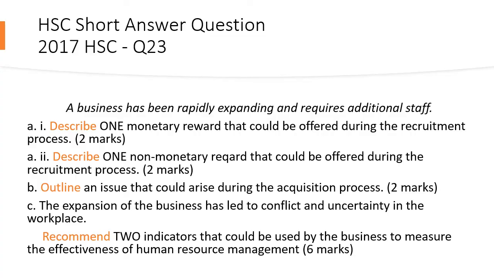So here we have a human resource question. Describe 1 monetary reward that could be offered during the recruitment process. 2, describe 1 non-monetary reward that could be offered during the recruitment process. B, outline an issue that could arise during the acquisition process. So again, we want to know what the acquisition dot point has under that in order for us to be able to answer that.